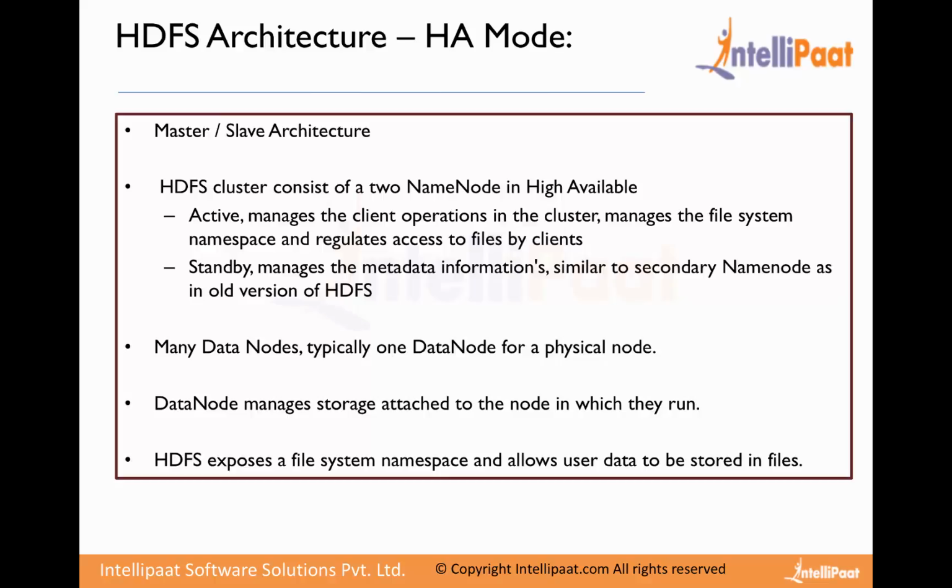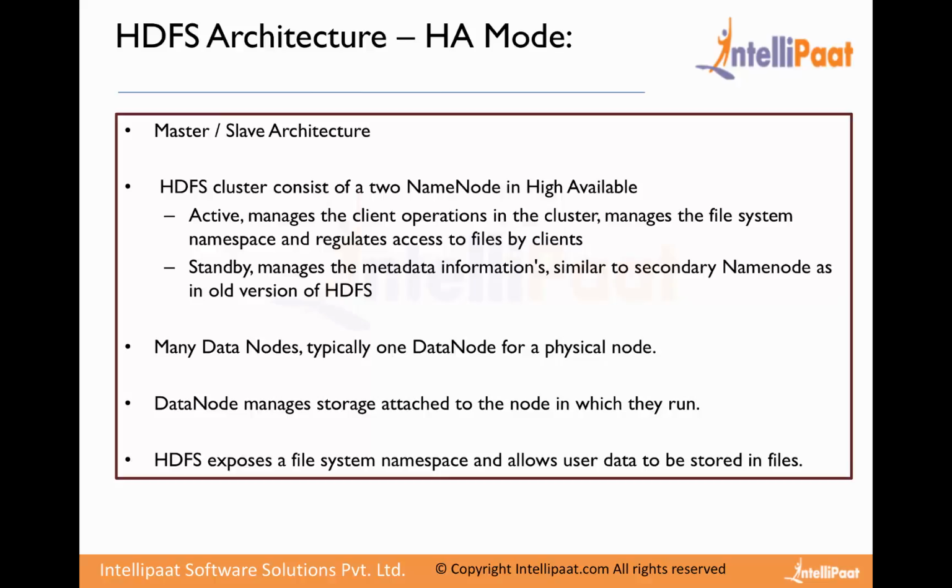There are many data nodes, typically one data node per physical node. It's highly unlikely that there are two data nodes on a single physical machine unless you have virtualization on that machine. When we say a single machine, we are not talking about whether it is a VM or a real machine. In a single machine there will be one data node. The data node manages the storage attached to the node on which it runs.